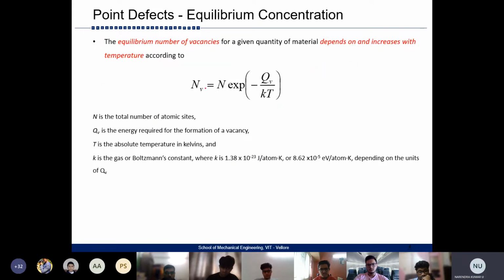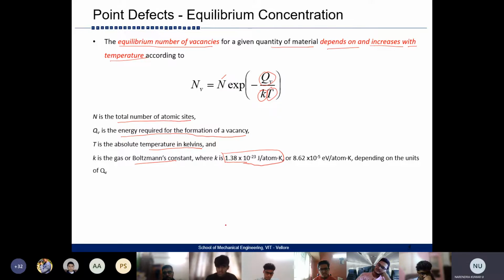The equilibrium number of vacancies for a given quantity of material depends on and increases with temperature, and the formula for this is Nv equals N exponential of minus Qv by kT, where N is the total number of atomic sites. Qv is the energy required to form the vacancy, the threshold energy required for the movement of atoms from their lattice points, creating the vacancy. T is the temperature in Kelvin, and k is the Boltzmann constant, with a value of 1.38 times 10 to the power minus 23 joules per atom per Kelvin.